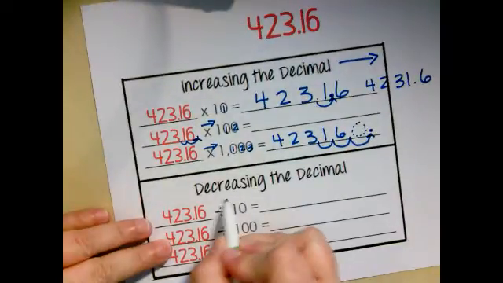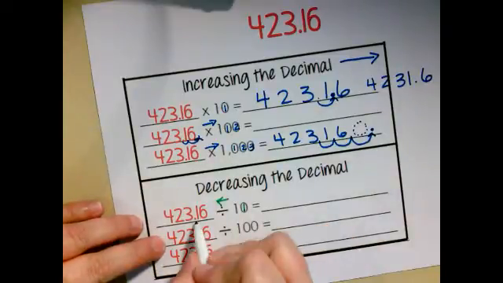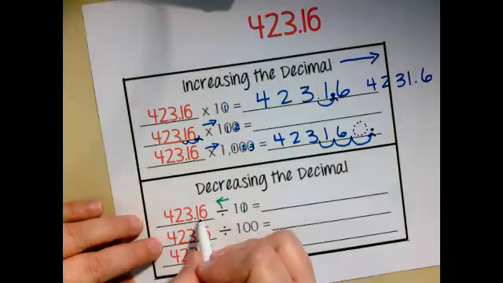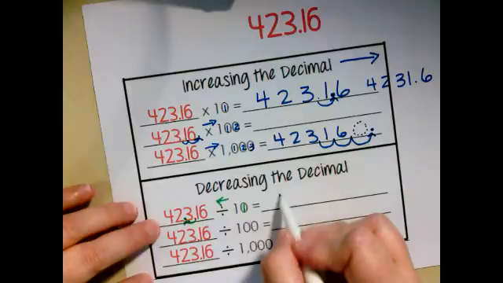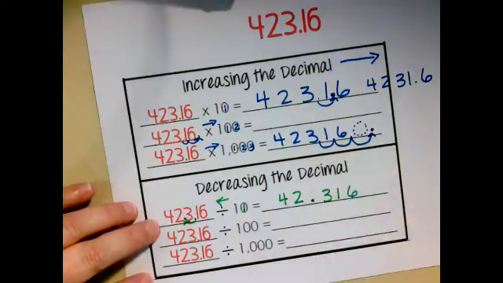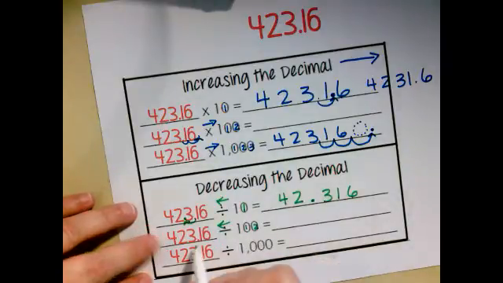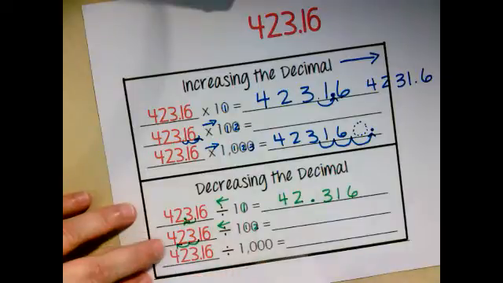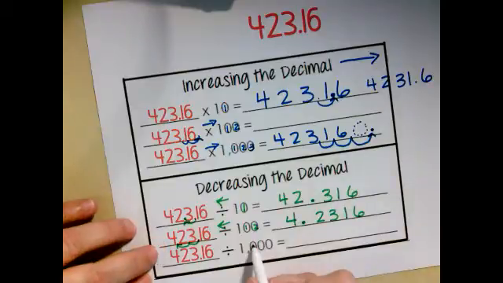Division, remember you're going to the left. Here we're dividing by 10, so we're going to go to the left once. Oops, so there we go. So it would land there, and now this would be my quotient here. Here I'm going to the left 2 times, so 1, 2. And down here I'm going to the left 3 times, so 1, 2, 3.